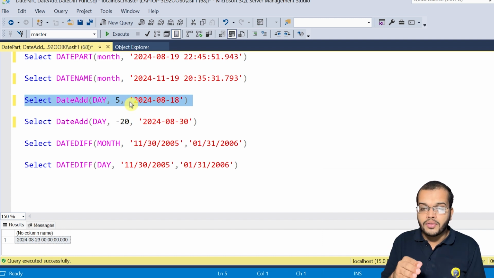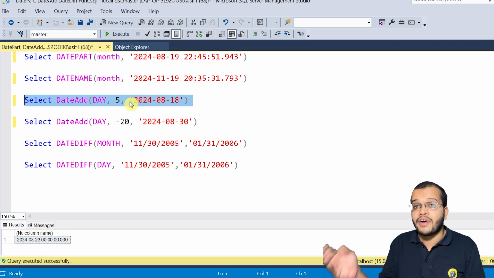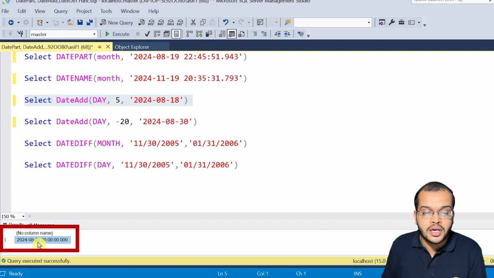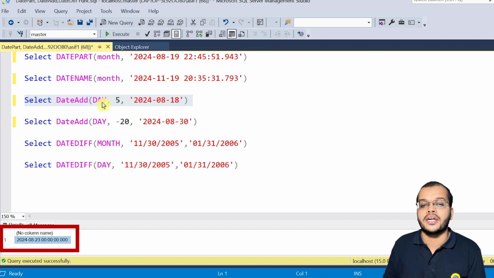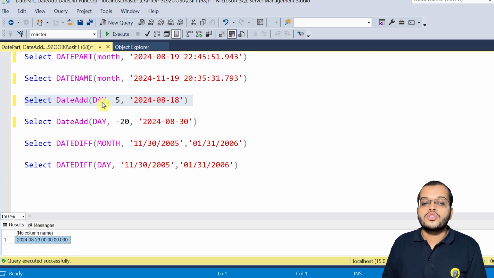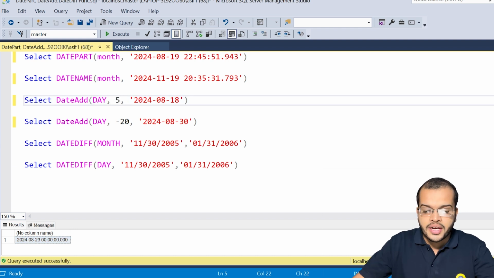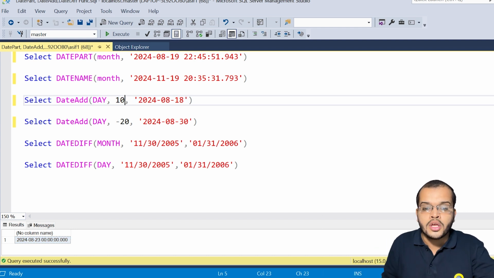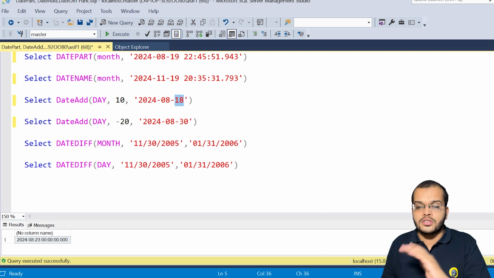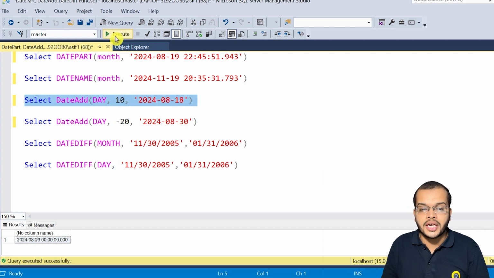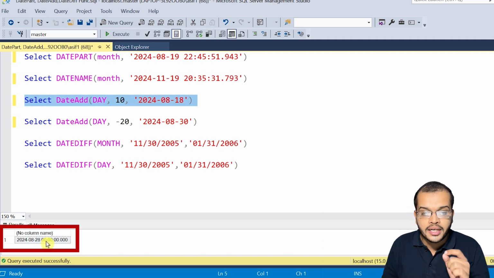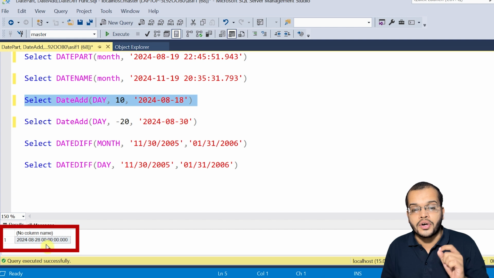So considering from the 18th, we are adding 5 days. So 23rd August 2024, we are getting it in the output, right? So now if we consider some other date, okay, if I consider 10 days, so from 18th, 10 days. So what will be the output if we check it? We have 28th of August 2024.